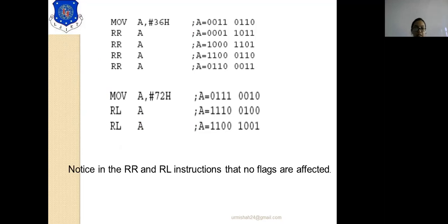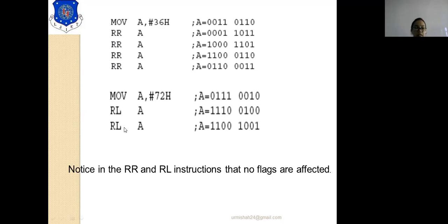Now, here you can see the accumulator has been loaded with the value 36H. We have to perform the rotate right operation 4 times on the accumulator. So the data will be shifted 4 bits to the right-hand side for the data present in the accumulator, 36H, and finally after shifting it 4 times your data will be 63H.